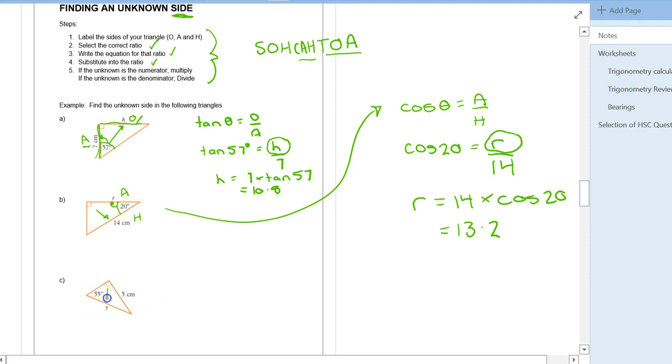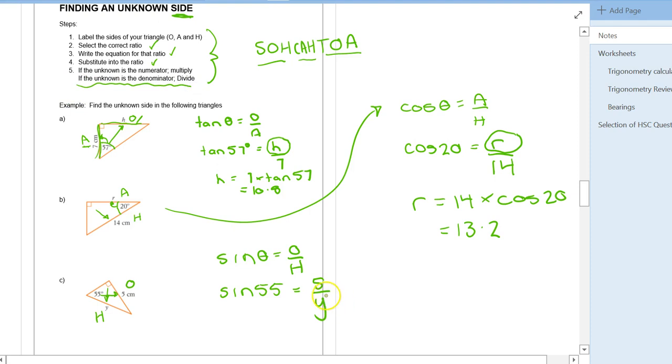Again, label. This one here is the hypotenuse and this one's the opposite. Choose your ratio, so it's got to be sine. Sine theta is opposite over hypotenuse. Write down your rule. Substitute. Sine 55 is the angle, the opposite is 5, and the hypotenuse is y. Now we haven't used this last little line here.